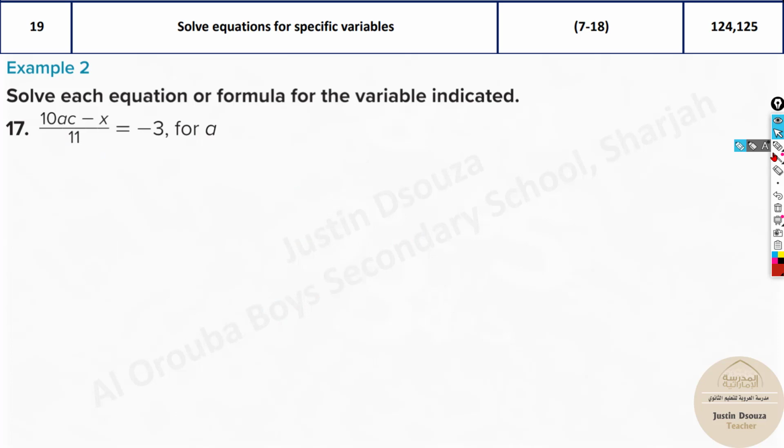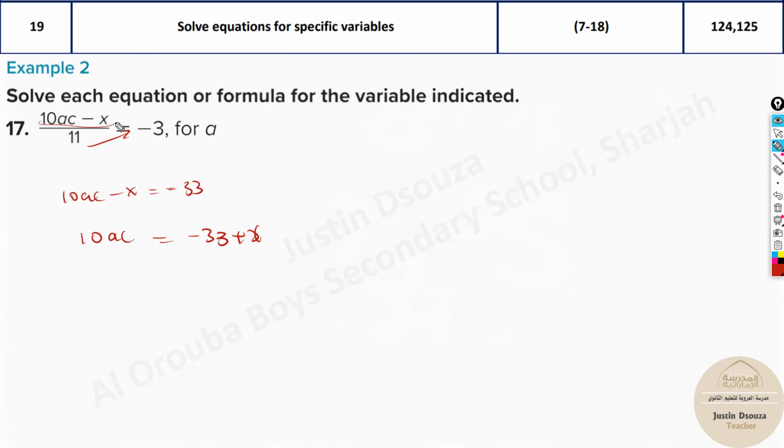So what you need to do over here is first take the 11 to the other side. It'll be 10ac minus x equals minus 33 because minus 3 times 11 is minus 33. Take x to the other side. See, over here it will be minus 33 plus x. Now, if you're thinking why I don't take 10, see, whenever you have such terms, the outermost term, the 11, is the outermost term. So 11 goes to the other side first. Now, what next over here? The outermost term is minus x because this is all together, it's joined together.